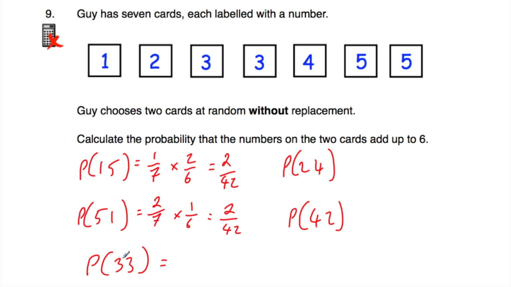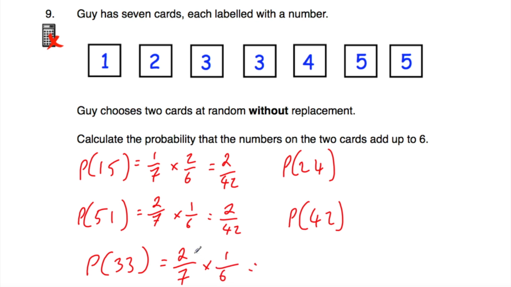Okay, now the probability of a 3 and a 3. Well, in terms of the first card being a 3, there's 7 cards. 2 of them have got 3s on it, so the probability of the first one being a 3 would be 2/7. Then if one of the cards is taken out, there'll be 6 left, and one of the 3s is taken out. So the probability that the second one's going to be a 3 will be 1 out of 6, because there'll be 6 cards left, and there'll be one 3 to choose from. So that's 1/6.